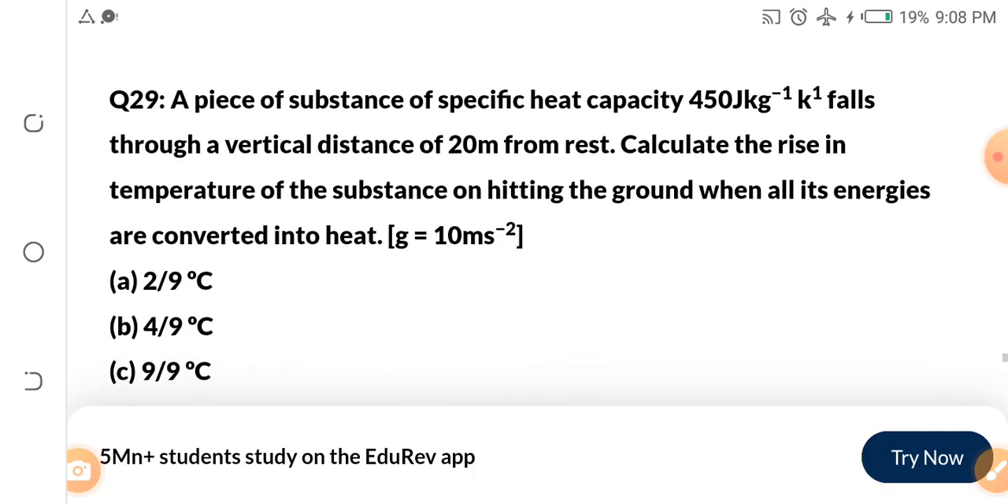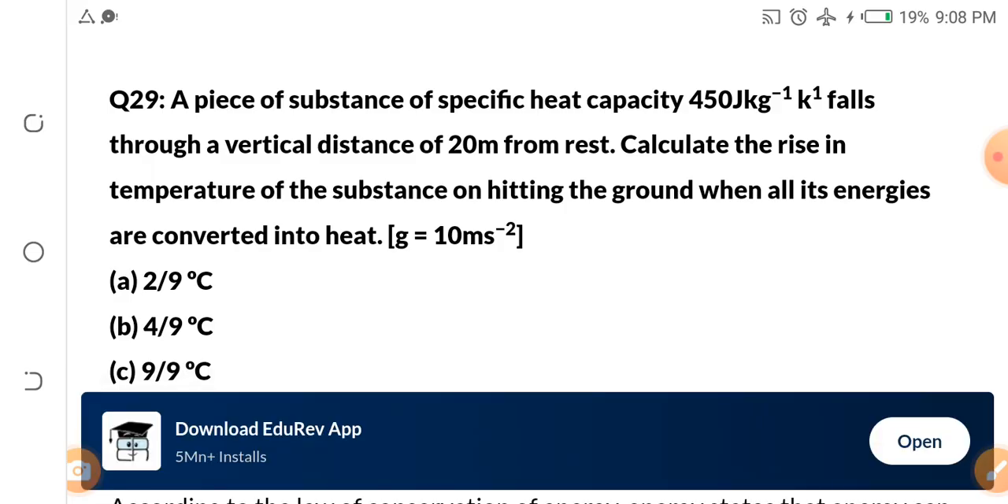Okay, look at this question 29. I hope you are still following.